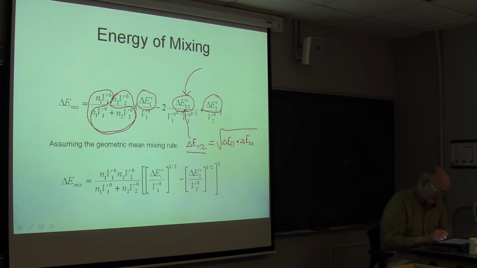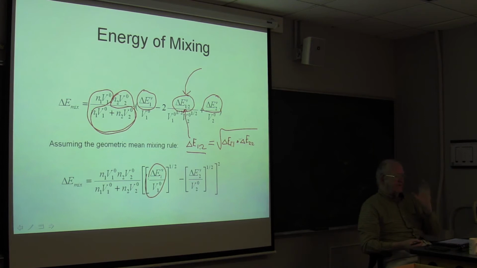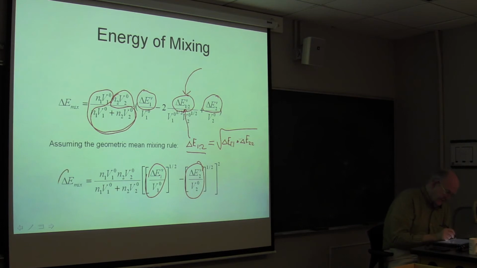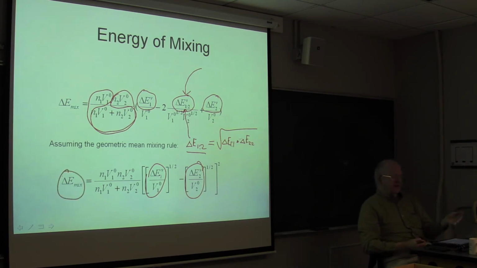The only thing we're dealing with is this, which is a property of just component 1, and this, which is a property of just component 2, and then the molar volumes of 1 and 2, and the number of moles of 1 and the number of moles of 2. So we've estimated this energy of mixing, which is equal to the enthalpy of mixing, which is equal to the free energy of mixing, actually the excess free energy of mixing. And if we want the real free energy of mixing, all we have to do is add back in the term representing the ideal mixture.